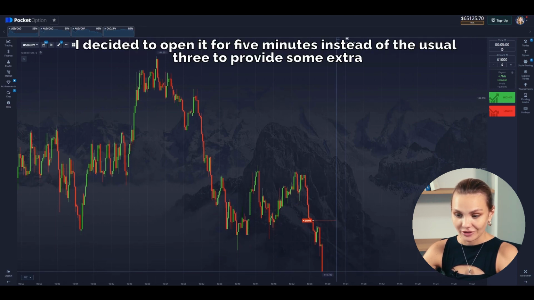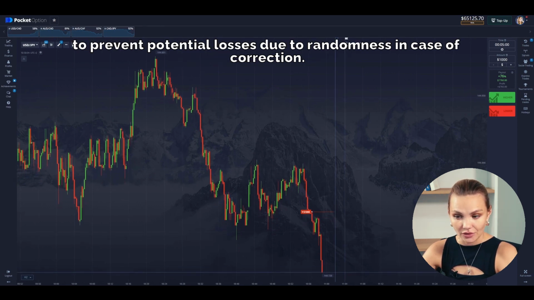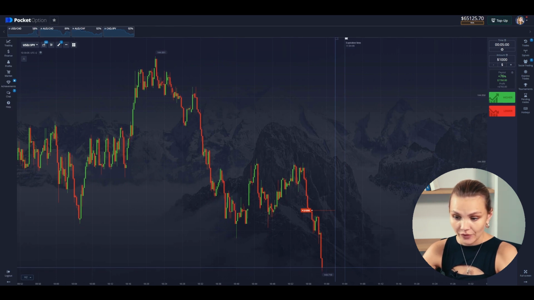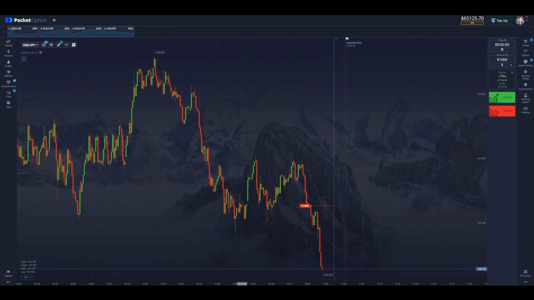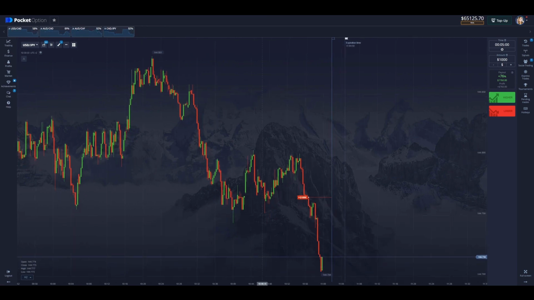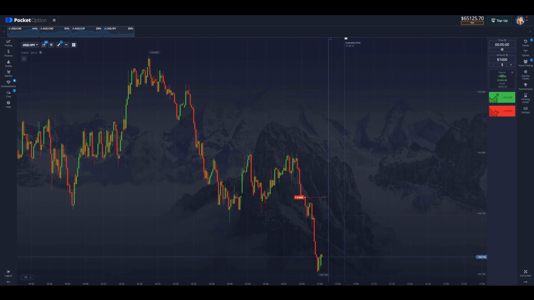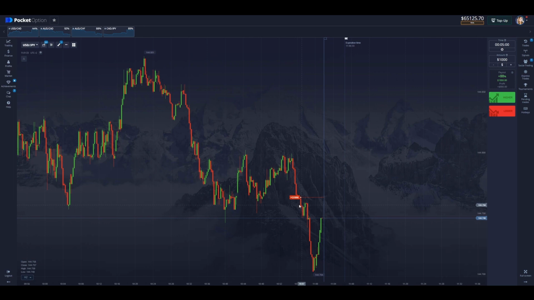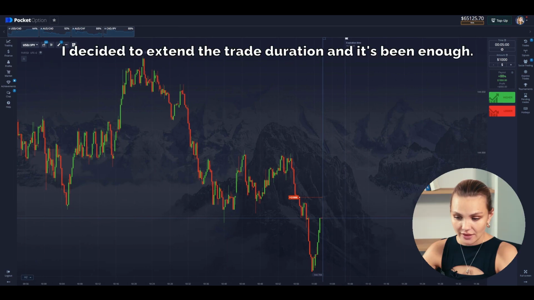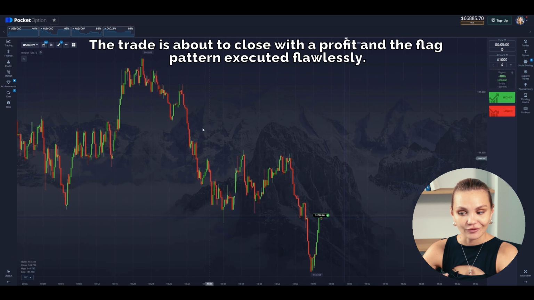I decided to open it for 5 minutes instead of the usual 3 to provide some extra time to prevent potential losses due to randomness in case of correction. Now let's patiently wait for its closure. I decided to extend the trade duration, and it's paying off. The trade is about to close with a profit and the flag pattern executed flawlessly.